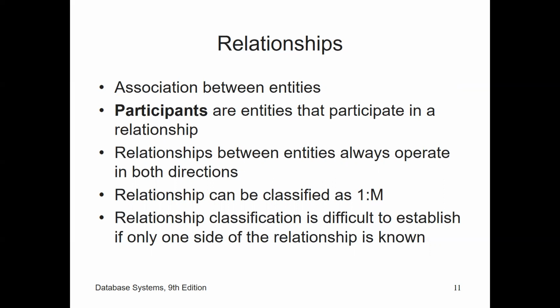The relationship classification is difficult to establish if you know only one side of the relationship. For example, if you specify that a division is managed by one employee, you don't know if the relationship is one-to-one or one-to-many. Therefore, you should ask the question: can an employee manage more than one division? If the answer is yes, the relationship is one-to-many, and the second part of the relationship is then written as an employee may manage many divisions. If an employee cannot manage more than one division, the relationship is one-to-one, and the second part of the relationship is then written as an employee may manage only one division.